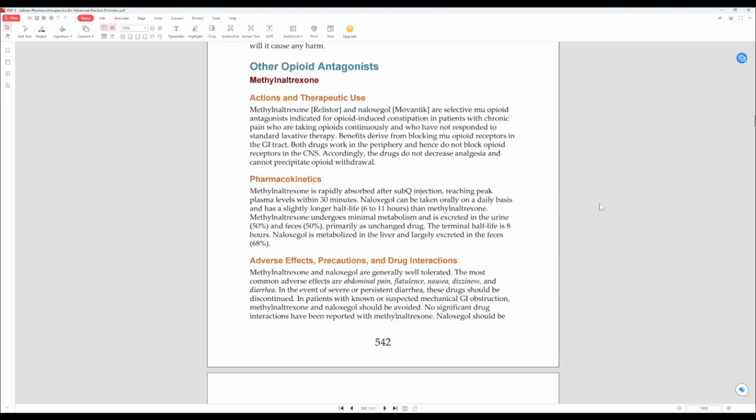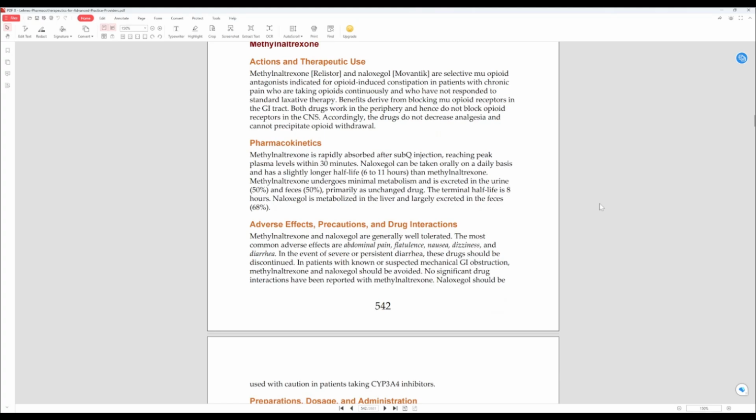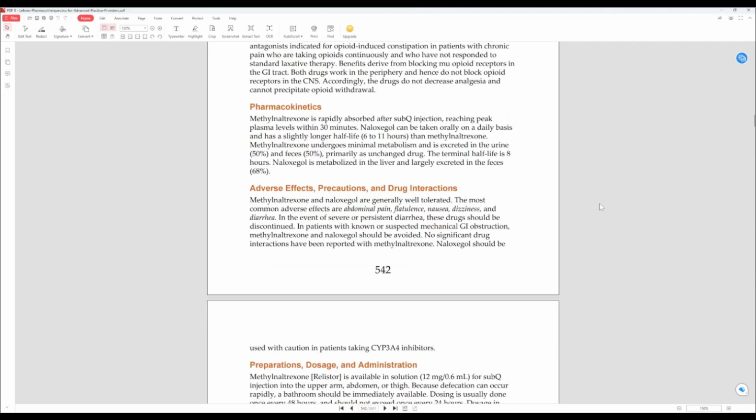Other opioid antagonists: methylnaltrexone, also known as Relistor, and naloxegol are selective mu-opioid antagonists indicated for opioid-induced constipation in patients with chronic pain who are taking opioids continuously and who have not responded to standard laxative therapy. Benefits derive from blocking mu-opioid receptors in the GI tract. Both drugs work in the periphery and therefore do not block opioid receptors in the CNS. Accordingly, the drugs do not decrease analgesia and cannot precipitate opioid withdrawal.